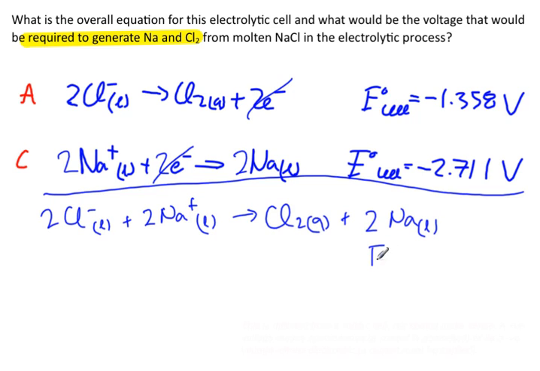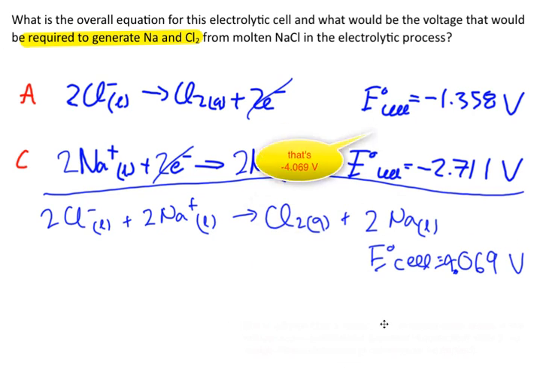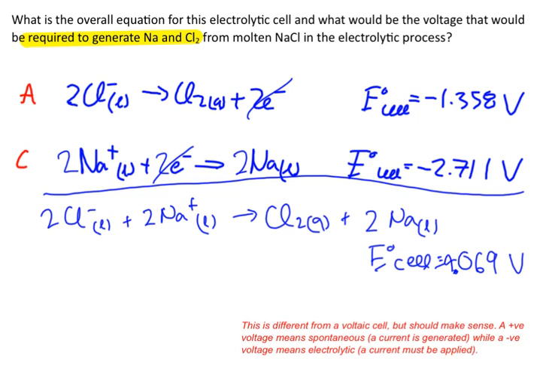And my E0 for the cell, again, it's just the addition of those two, and so here I'm going to have 9, 6, and that's 4, so negative 4.09 volts. So a negative value. Now, that negative value is different from a voltaic cell, but it should make sense.